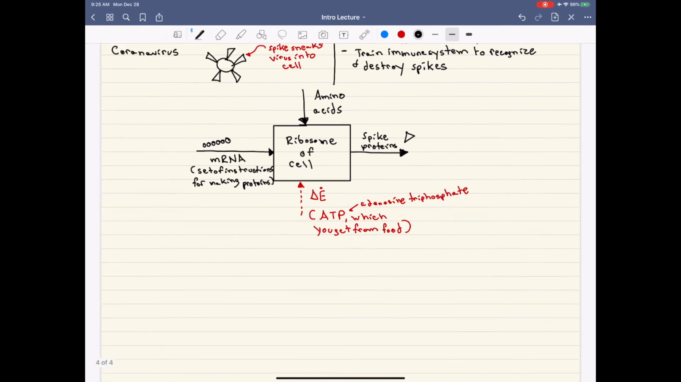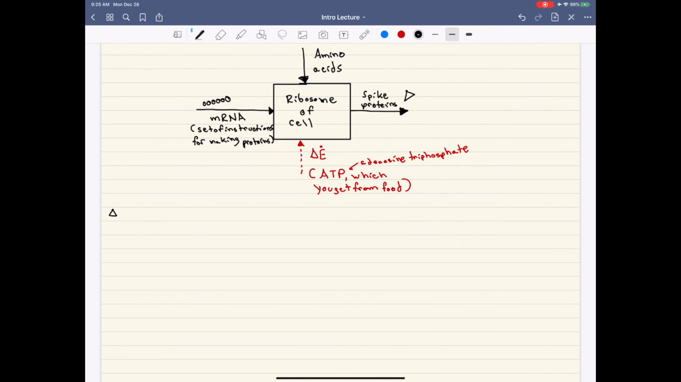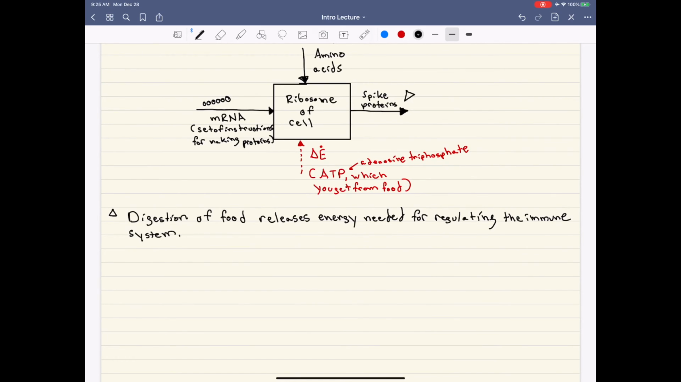And so, really, the production of the spike protein in response to the COVID vaccine is just another example of the many sorts of processes that occur in your body that rely on energy that you get from the food that you eat. So digestion of food releases energy needed for regulating the immune system, as we see with this vaccine example.